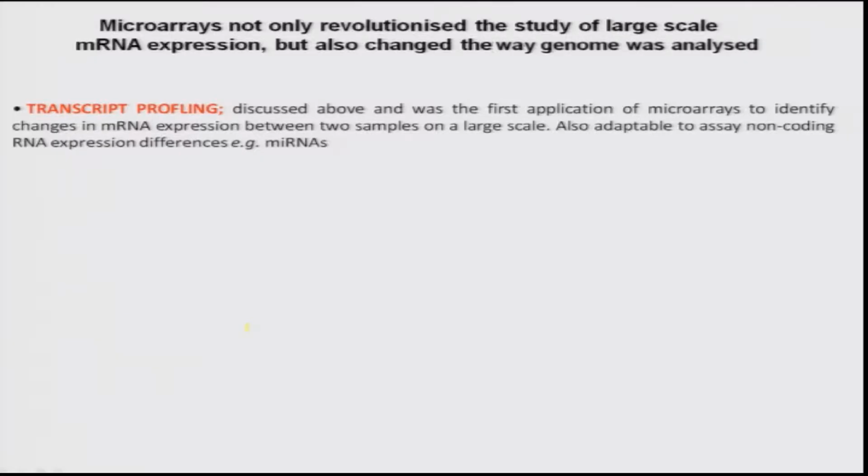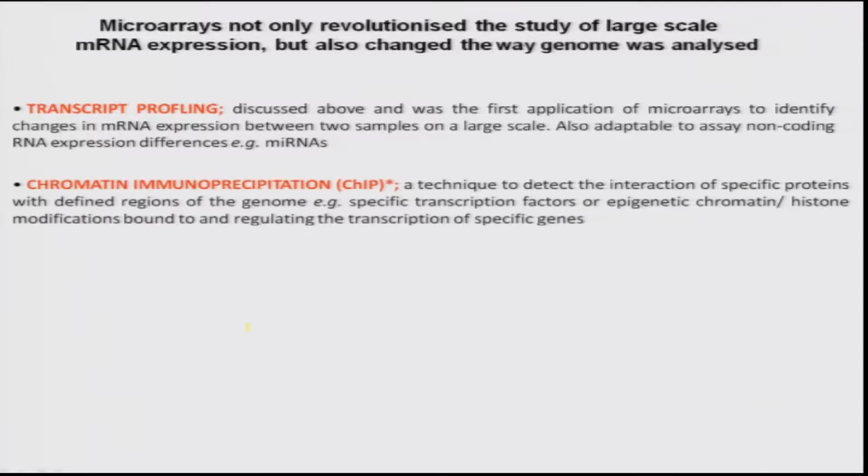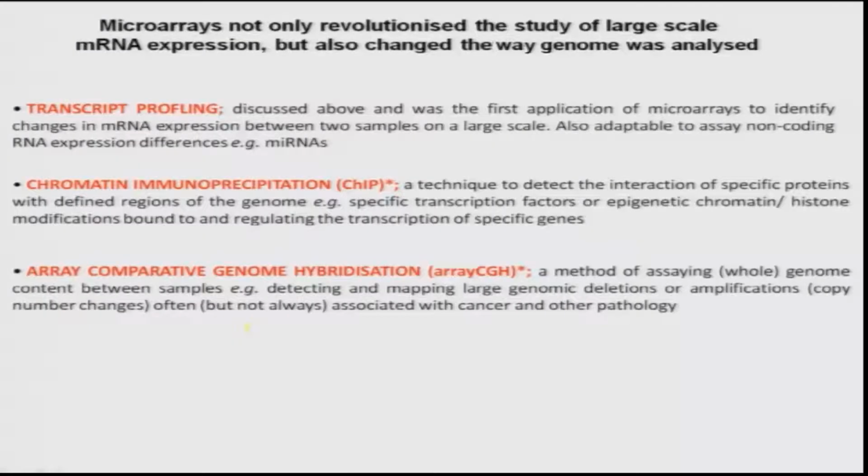We have so far looked at the mRNA, but now you have such arrays for non-coding RNAs and microRNA and so on. The other thing is to look at the changes in the DNA that make a gene active or inactive. This is called chromatin immunoprecipitation, something we will discuss a little later. And there are also arrays for what is called comparative genome hybridization. For example, whether a region of a genome has got duplicated, the copy number increased or lost, that can be looked at.